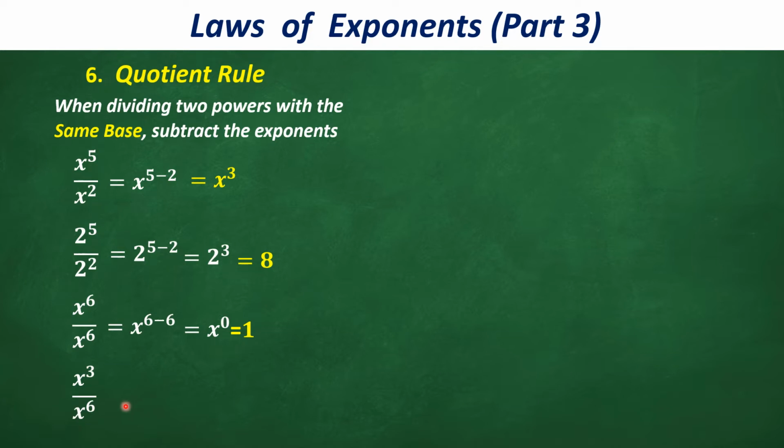Another example, x to the 3rd power divided by x to the 6th power. Again, the same ang kanilang base, the variable x, so just copy, subtract the exponent. So, 3 minus 6. So, we have x raised to the negative 3. Then, for your final answer, it is most advisable to have a positive exponent.